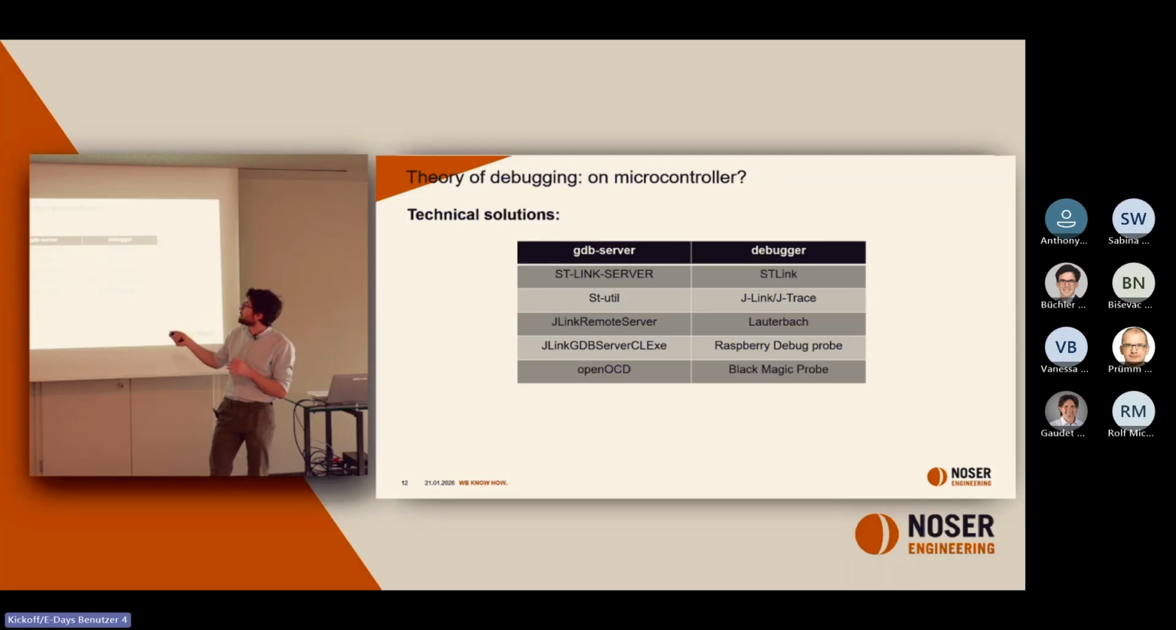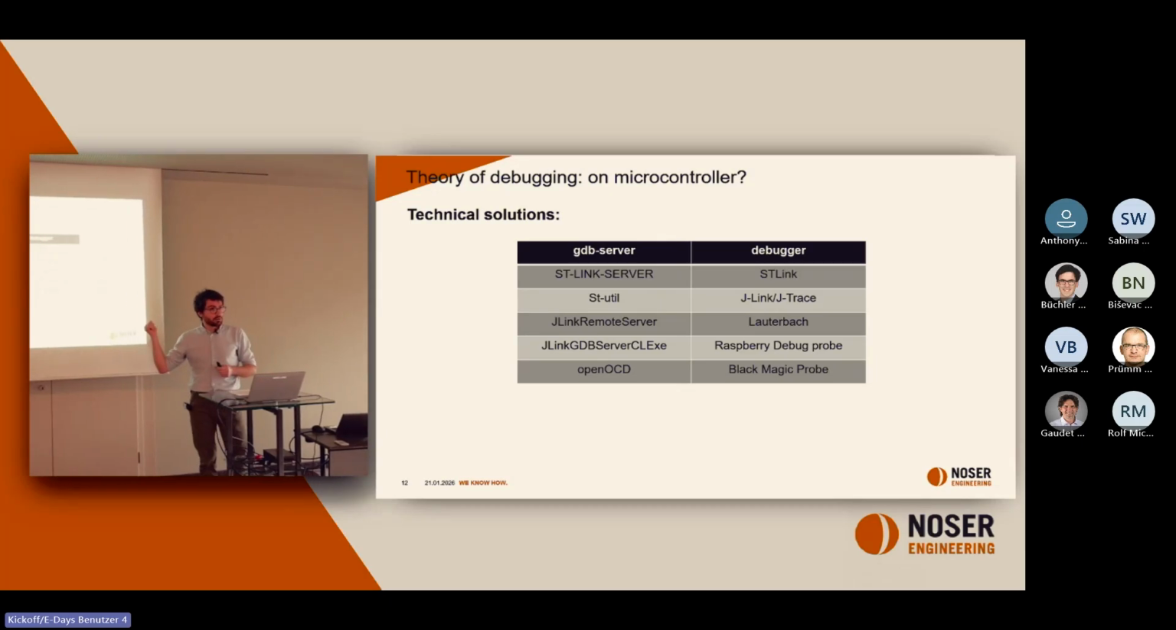As for GDB servers, you have the ST-Link server, as I said. You have ST-Util, which is actually not from STMicroelectronics, but an open source one, and it works only with ST-Link. The J-Link remote server and the J-Link GDB server command line exe work with J-Link. And you have the last one, maybe you have seen the name sometimes: OpenOCD, made by a single guy at the beginning in Germany. Sorry, I forgot his name, but it's very powerful, and it works on almost all targets.